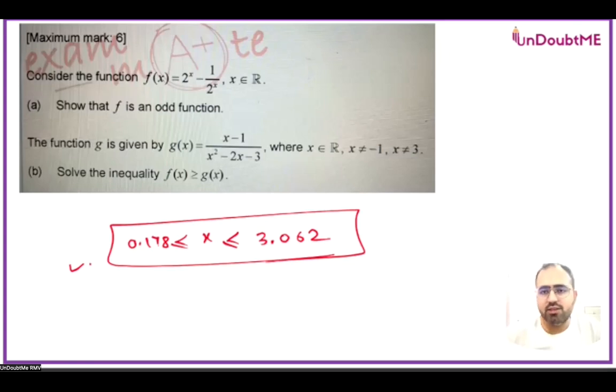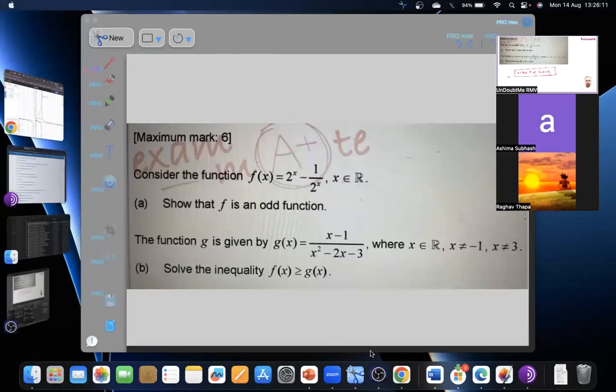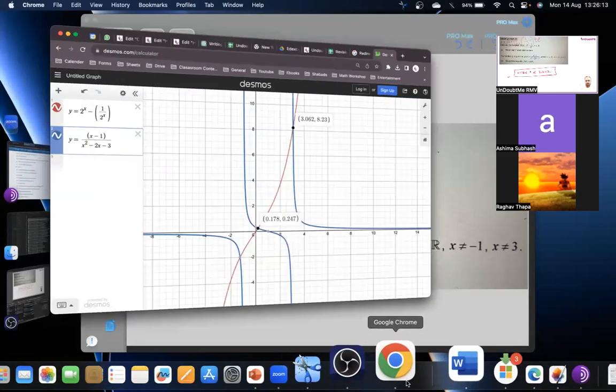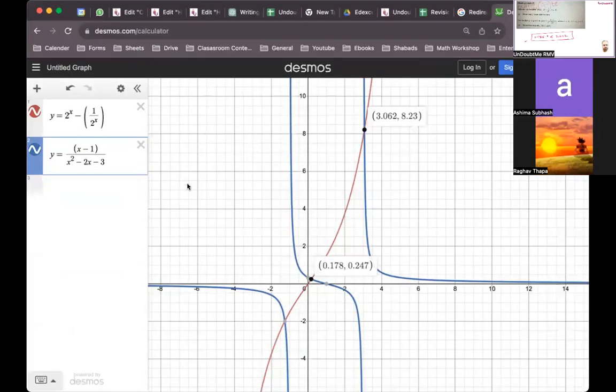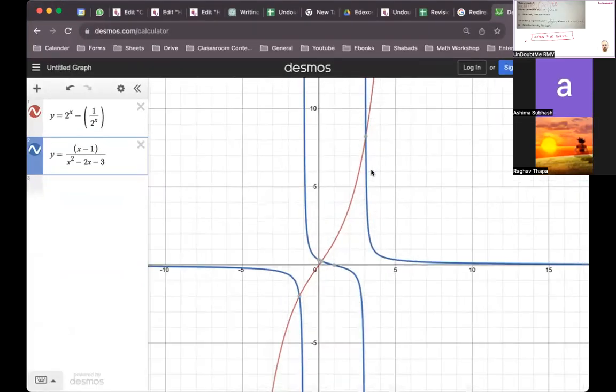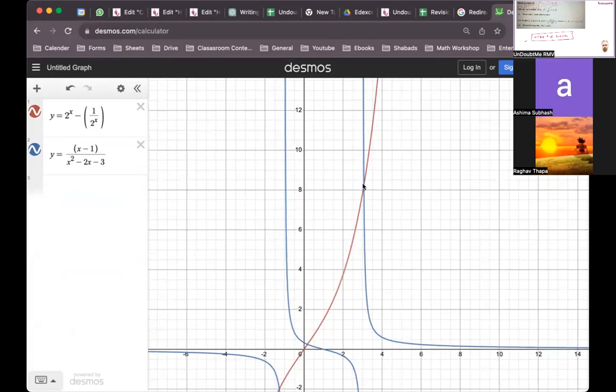Okay, still, I was asking you whether they have shown any working over there, like in the mark scheme, if you are accessing this from ExamMate. Let me check one sec. No, sir, they haven't. They've taken the values of x and they've put it less than or equal to and greater than or equal to. That's it. Okay.